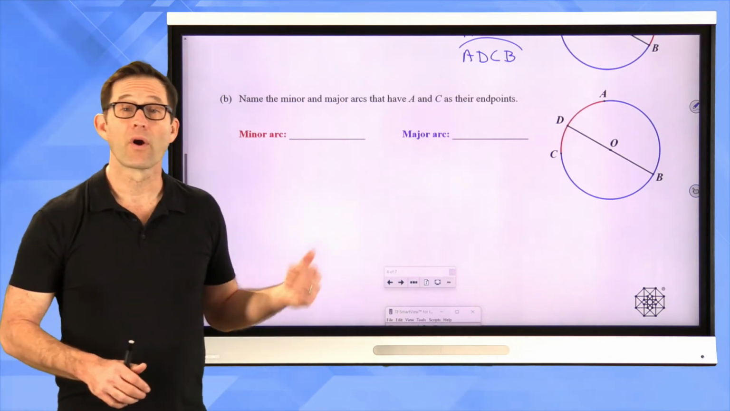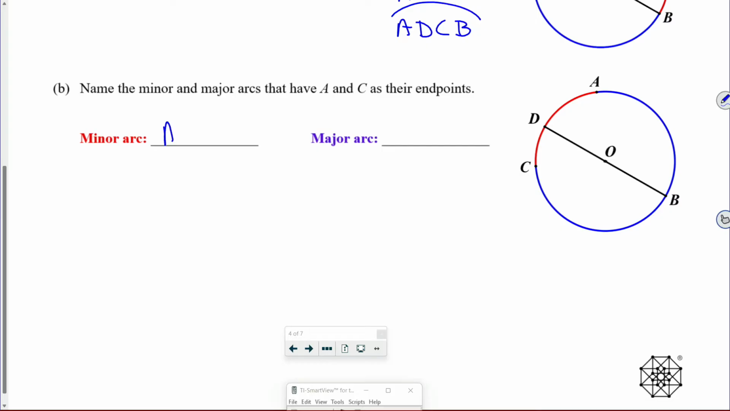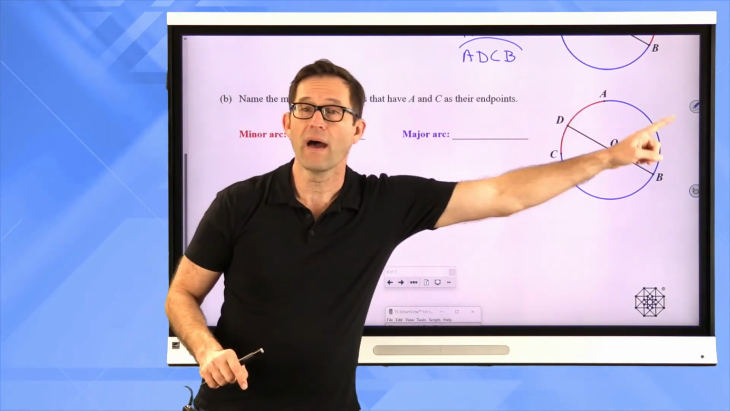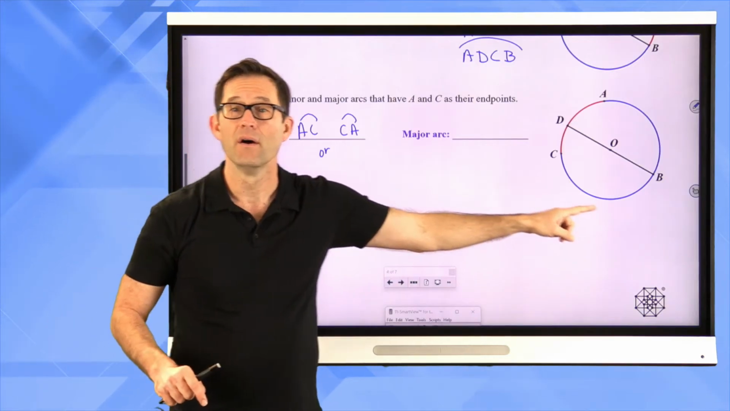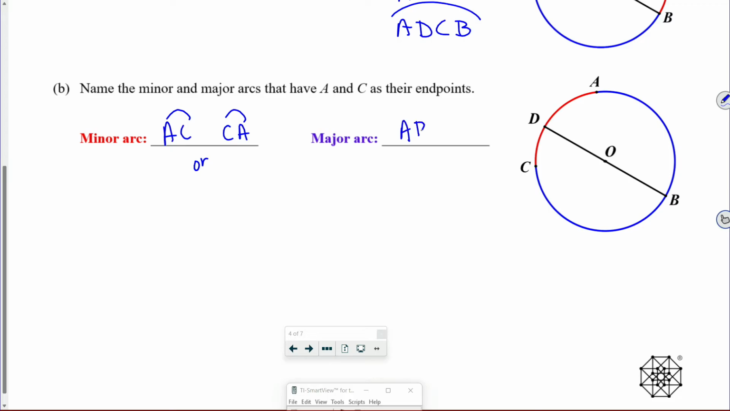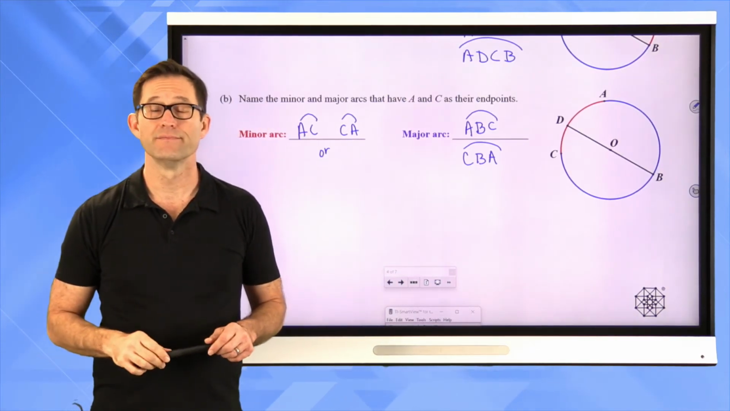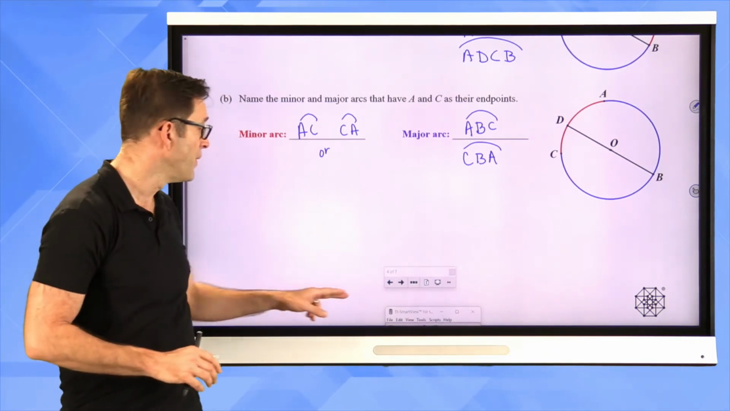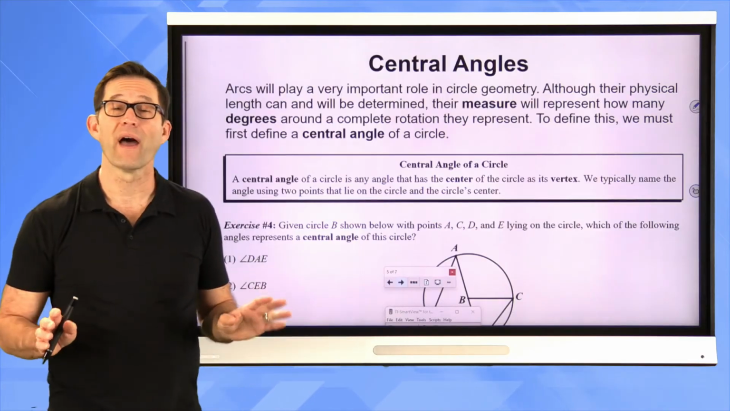All right, well, for our minor arc, we could call that either AC or we could call it CA. All right, either one of those would be fine. The major arc, on the other hand, right, that one I can either call ABC or CBA. And again, it really just doesn't matter, but we do have to use 3 letters to indicate that it is more than half of a circle. All right, that's it. Now, arcs are extremely, extremely important in this unit. So you have to feel comfortable with how you name them.